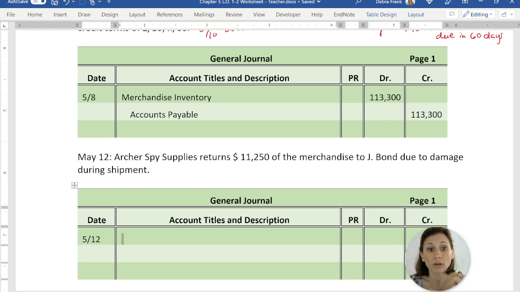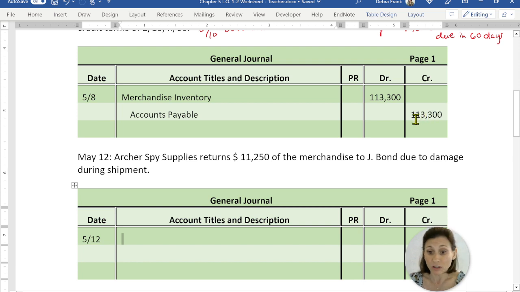So we see here that we had increased merchandise inventory by 113,300. And now we're going to say, well, we really don't have $11,250 worth of merchandise now because we returned it. So we're going to do a credit to that merchandise inventory account to decrease it. Makes sense. What's our debit? Well, we no longer owe part of the 113,300. That's what we recorded that we owed. That was our liability.